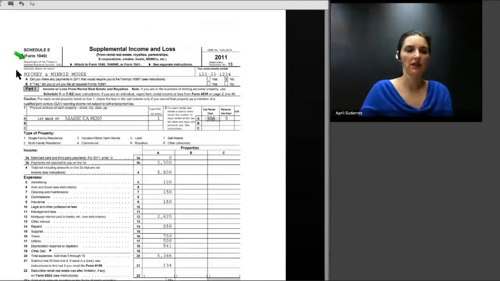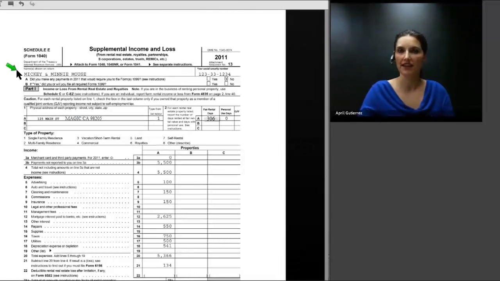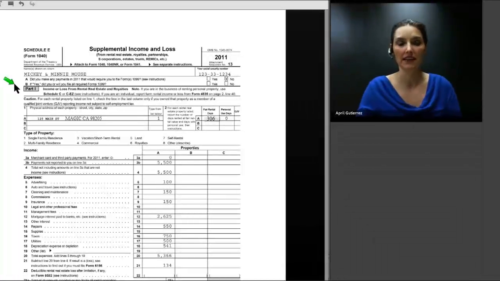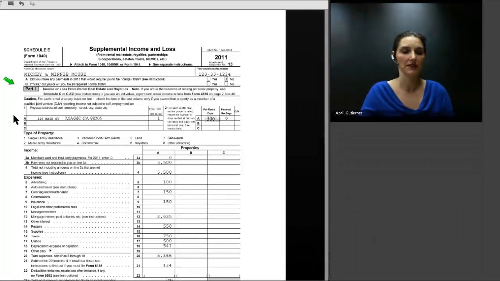And here we are on Mickey and Minnie's Schedule E, and just starting up at the top, we obviously have their name. For this problem, we are also stating that they are not required to issue 1099 miscellaneouses. They don't have any expenses paid to a person or business that would require that. Then we get down to line 1, where we enter the address of the rental property. Again, we enter the type of property, which is single-family residence.